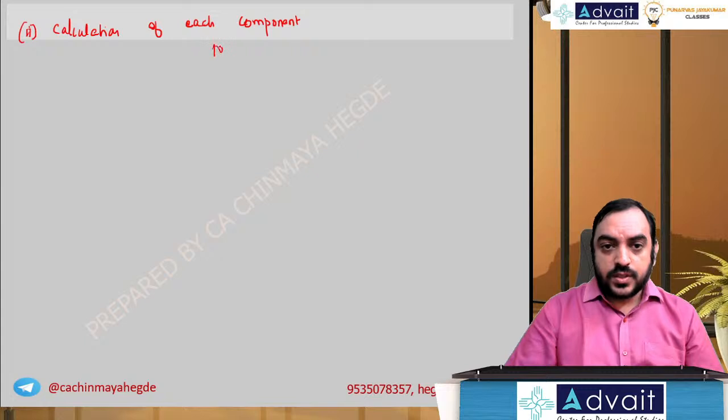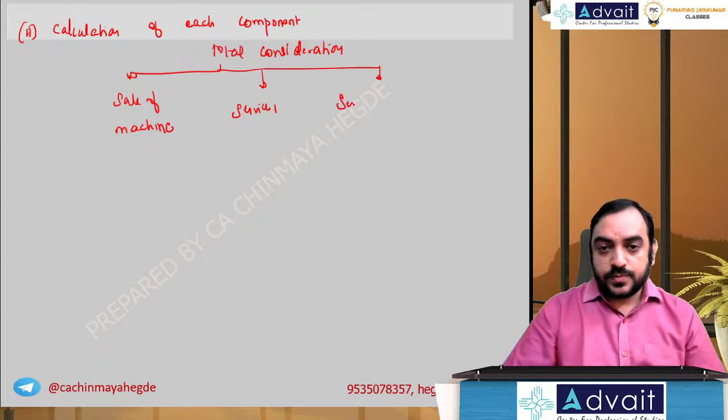So the total consideration or total transaction price is going to be divided into sale of Model Pi, sale of machine. Then you will have service 1, you will have service 2, and then you will have the interest component.